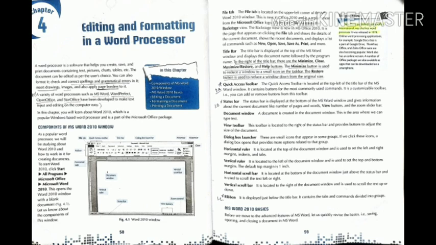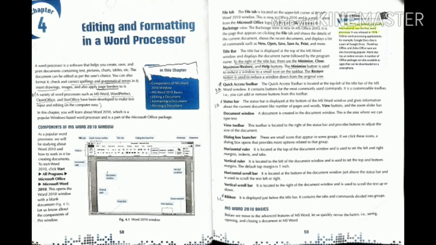Next we will talk about the status bar. Now the status bar is located at the bottom of the MS Word window. It gives you information about the current document, like the number of pages and words. So you can just see in this status bar how many words you have typed and how many pages there are. All this information you get in the status bar.